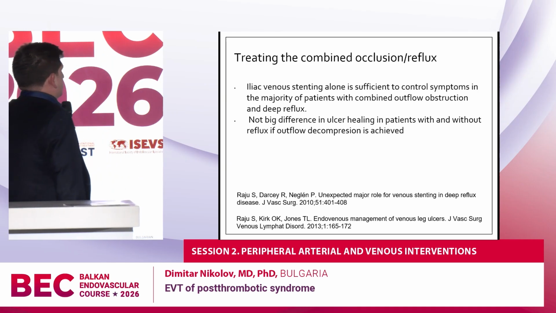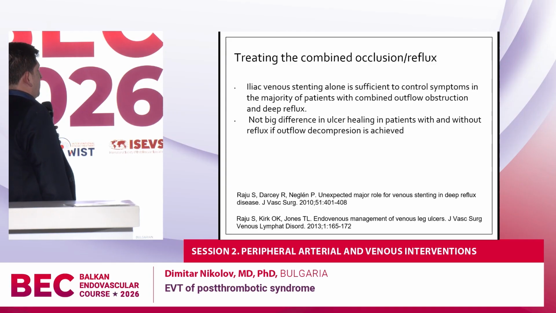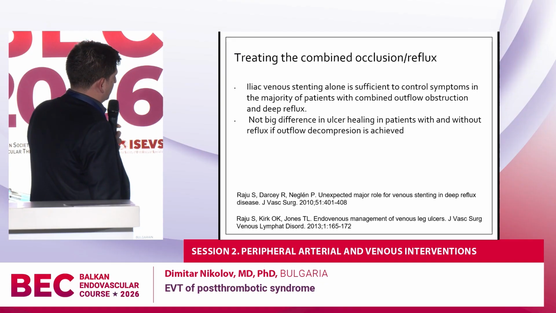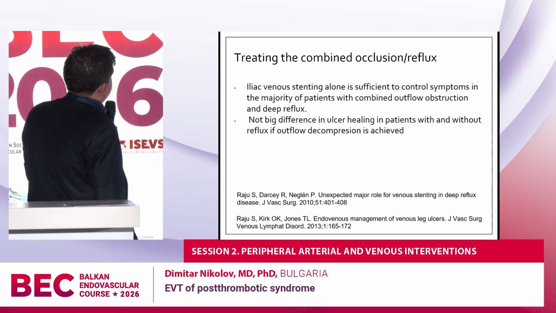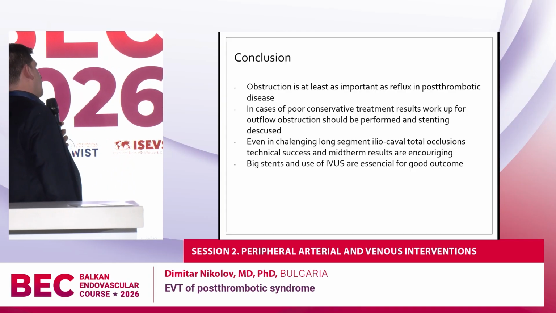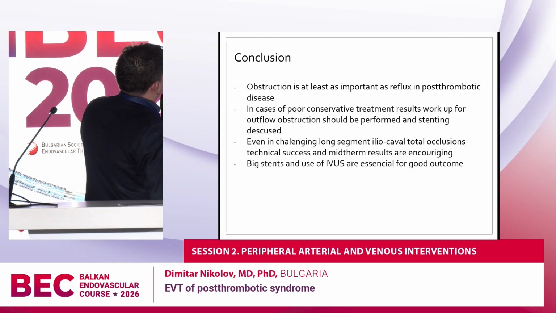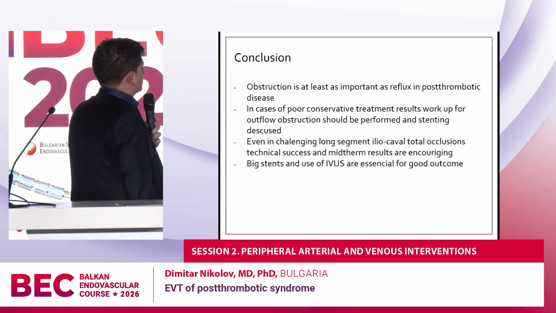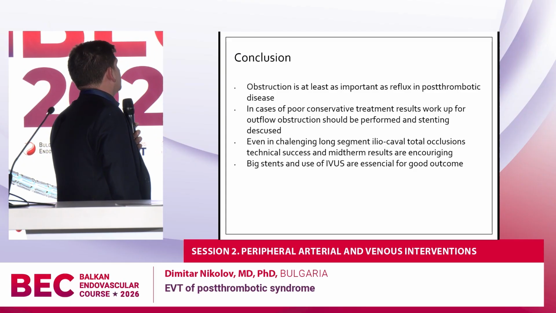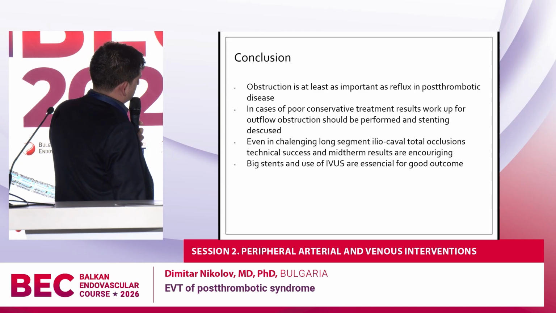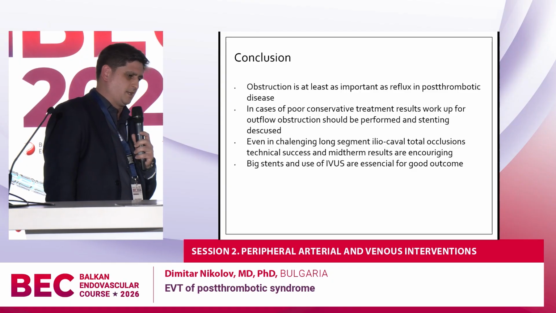When treating combined occlusion and reflux, iliac venous stenting alone is sufficient to control the symptoms in the majority of patients with combined outflow obstruction and deep reflux. So, conclusion: obstruction is at least as important as reflux in postthrombotic disease. In case of poor conservative treatment results, workup for outflow obstruction should be performed and stenting discussed. Even in challenging long segment iliocaval total occlusions, technical success and mid-term results are encouraging. Big stents and use of IVUS is essential.